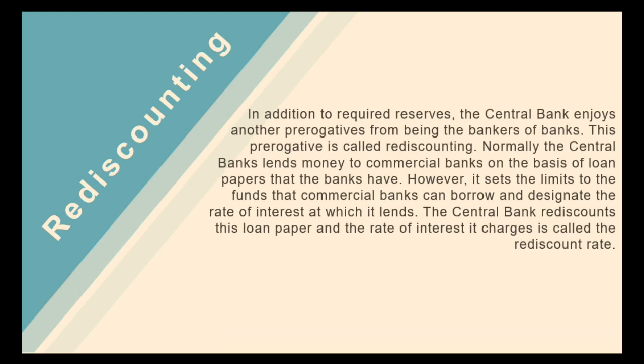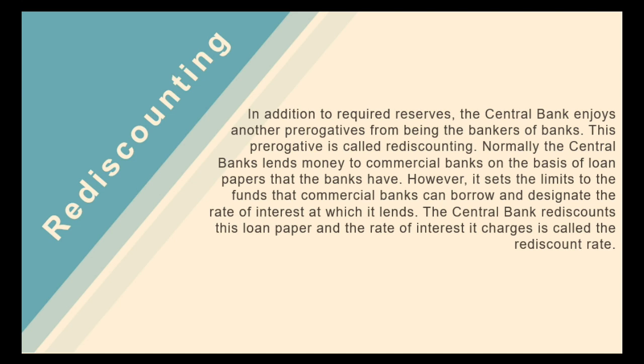Second, we have rediscounting. Now, in addition to required reserves, the central bank enjoys another prerogative from being the banker of banks. This prerogative is called rediscounting. Normally, the central bank lends money to commercial banks on the basis of loan papers that the banks have. However, it sets the limit to the funds that commercial banks can borrow and designates the rate of interest at which it lends. So the central bank rediscounts this loan paper, and the rate of interest it charges is called the rediscount rate.